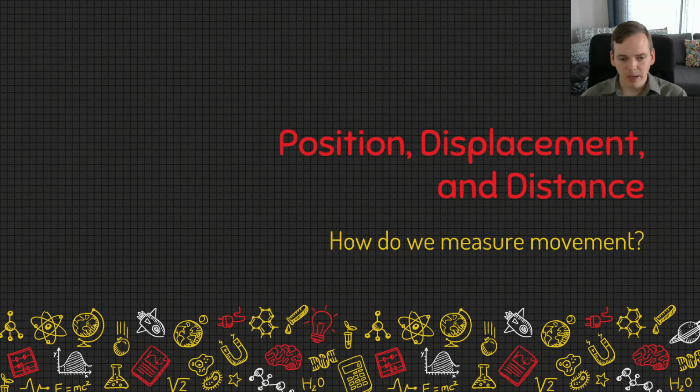Now that we've talked about why objects move, why they start moving, and why they change how they're moving, we need to actually talk about how we describe or measure that movement. And the first step along the way is talking about position, displacement, and distance.